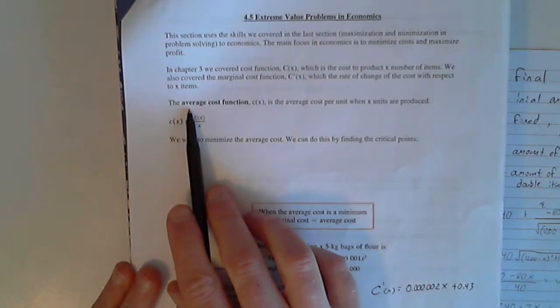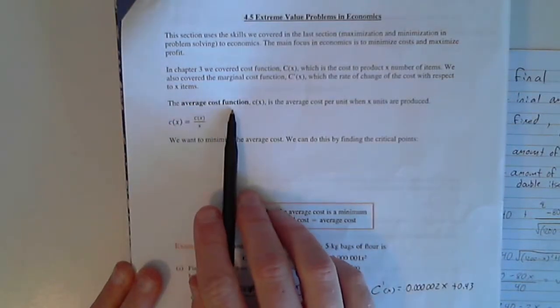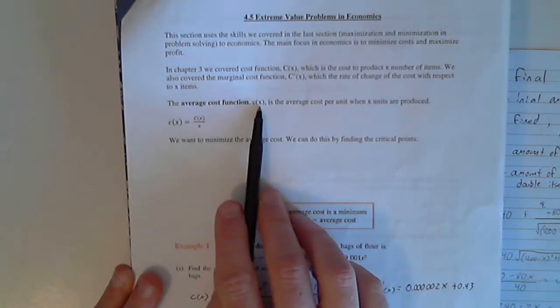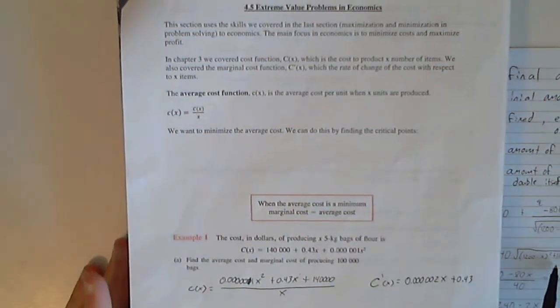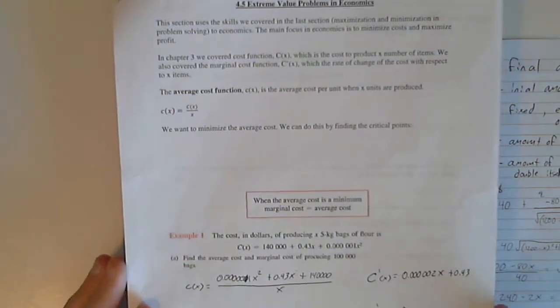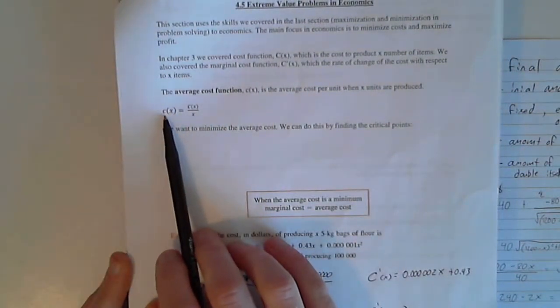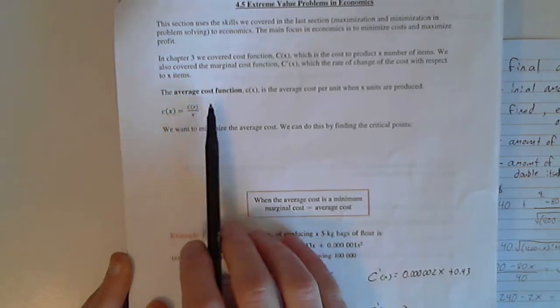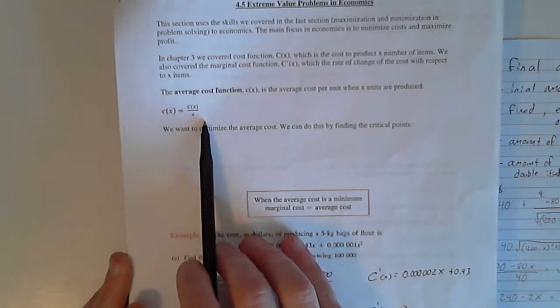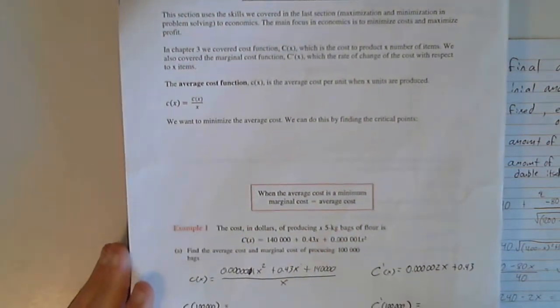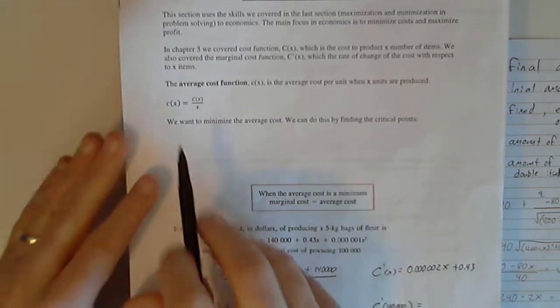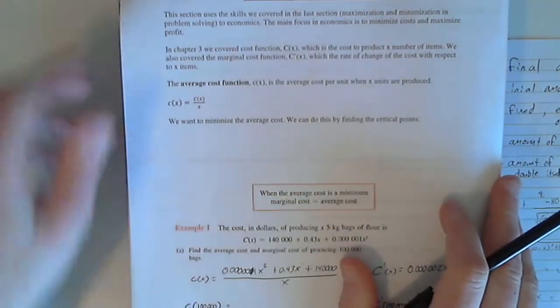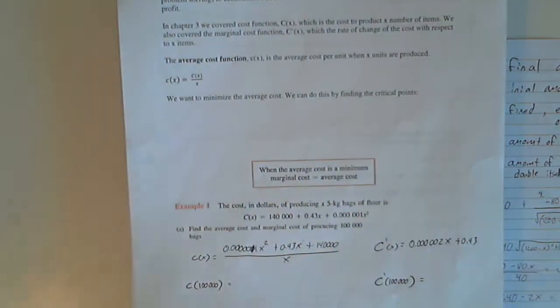So now we have a new thing called the average cost function. We can define the average cost as lowercase c. This is the average cost per unit when x units are produced. And we can define it as the average cost is equal to the total cost divided by the number of units, which makes sense. That's just the average formula. If we wanted to minimize the average cost, we can do this by finding the critical points of this function. And there's actually going to be a short form for this. So you can actually do it two different ways.